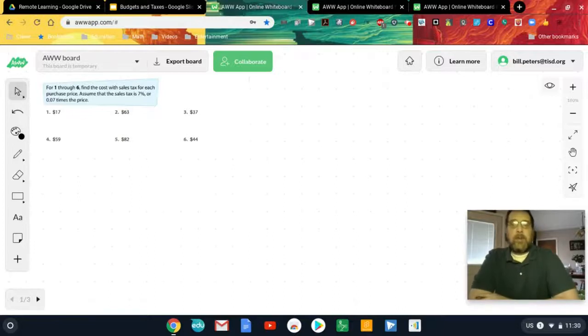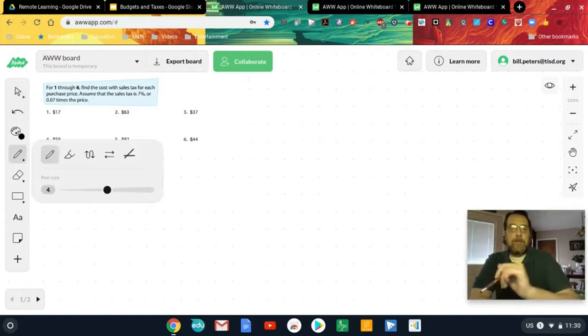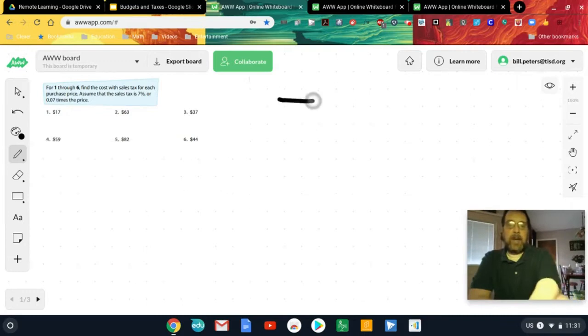As you can see here, we've moved to the virtual whiteboard. So now on your first activity for taxes, 16-1, it says for questions 1 through 6, find the cost with sales tax for each purchase price. Assume that the sales tax is 7% or 7/100 times the price. What this means is that we have a tax of 7%.